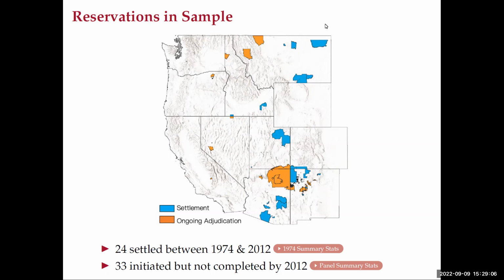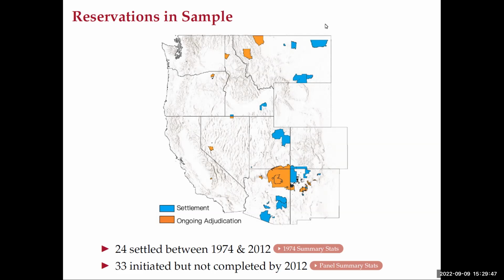One of the things that we're interested in is what we call, and some of you may be familiar with, a difference-in-differences estimation approach. So we want to observe the blue reservations before and after settlement, and then observe the orange reservations all along, and see whether the blue reservations have some jump up in water use, or in this case, agricultural land use primarily, after the settlement. So we want to make sure that these orange reservations are a good counterfactual for the blue reservations.